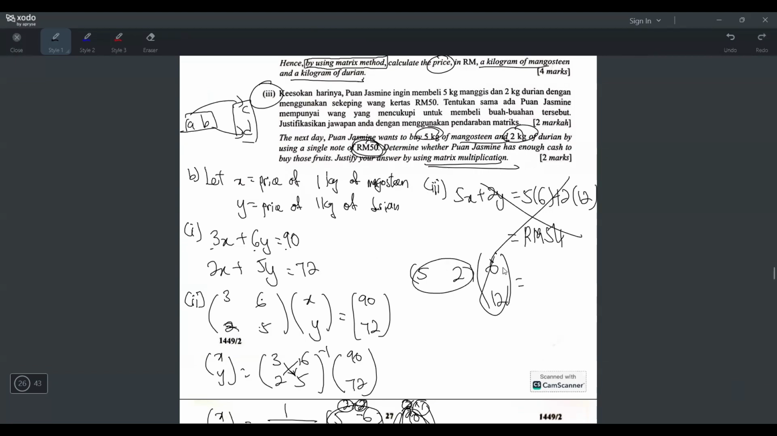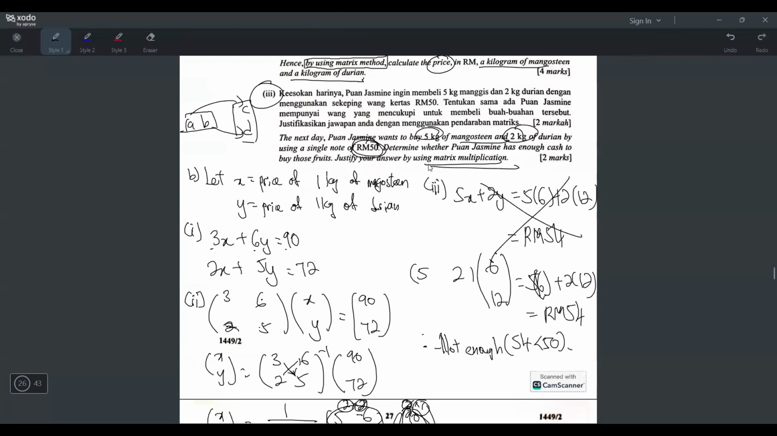Then it's like we use the matrix multiplication. And when you do that, when you times, you will end up getting horizontal times vertical, 5 times 6, and then 2 times 12. And if there's nothing here means plus. So when you plus, you will get the same, RM54. Okay, now we need to answer the question. Determine whether Puan Jasmine has enough. So I'll just say not enough. Okay, not enough. And then letak bracket, 54 is more than 50, right?